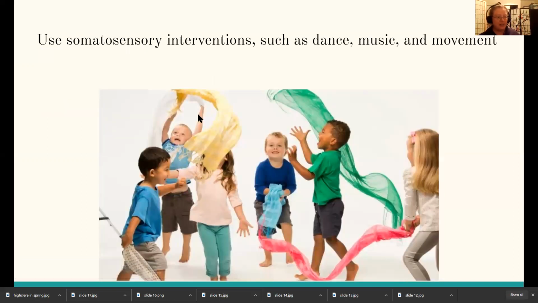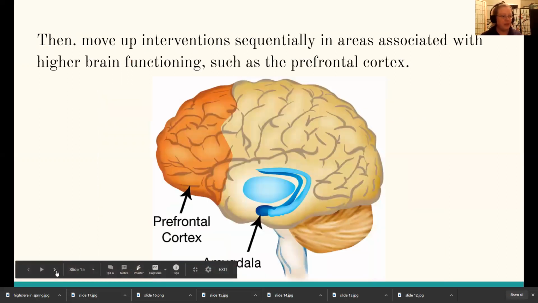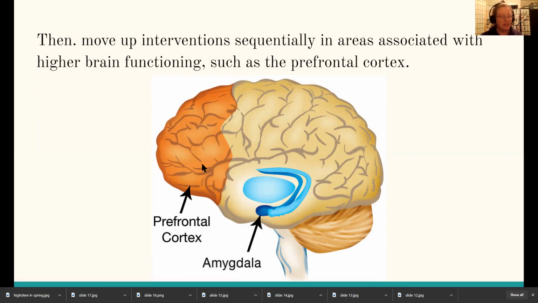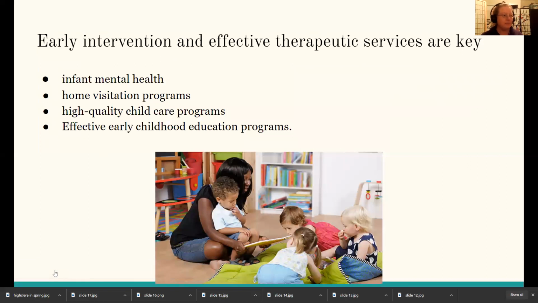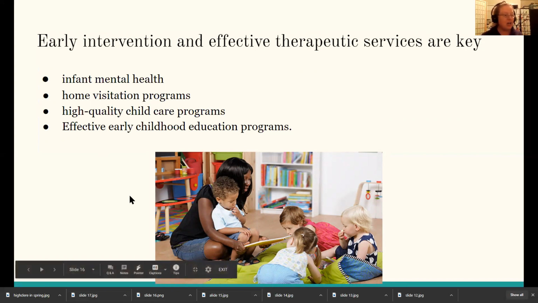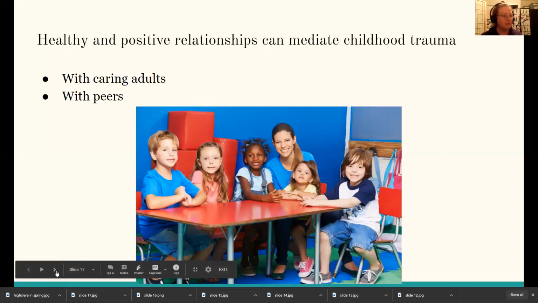And you might use somatosensory interventions such as dance, music, and movement. Then you move the interventions up sequentially in areas associated with higher brain functioning, such as the prefrontal cortex. And that's when something like cognitive behavioral therapy may actually start to be useful. Early intervention and effective therapeutic services are key, such as infant mental health, home visitation programs, high quality childcare programs, and effective early childhood education programs.